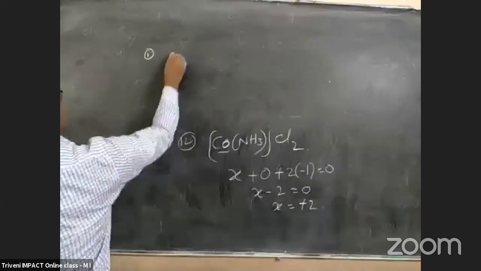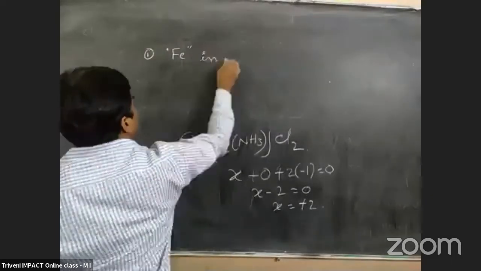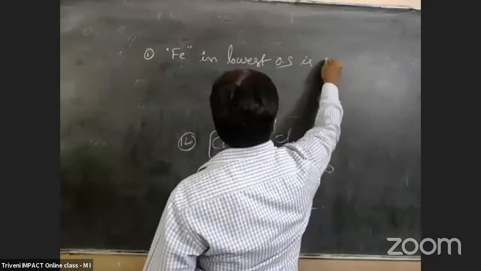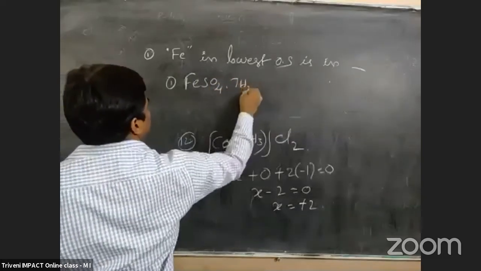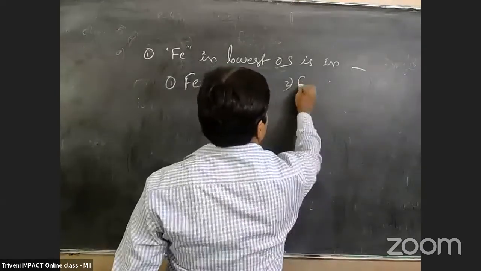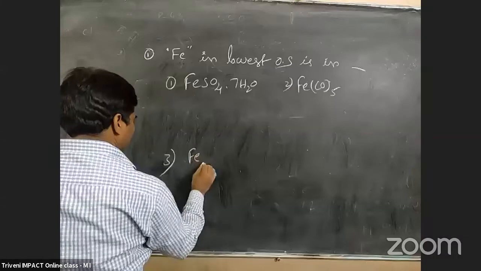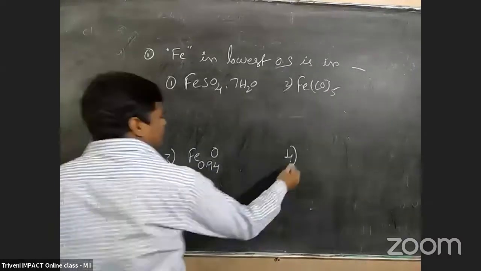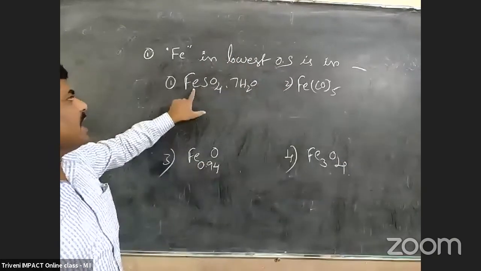Iron in the lowest oxidation state is in which option? First option, FeSO4.7H2O. Second option, Fe(CO)5. Third option, Fe0.94O. Fourth option, Fe3O4. So in which option does iron have the least oxidation number?